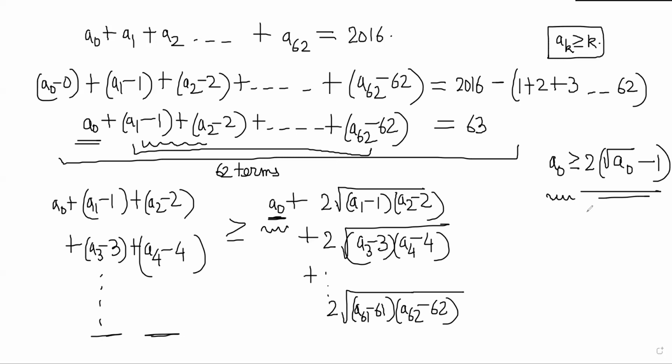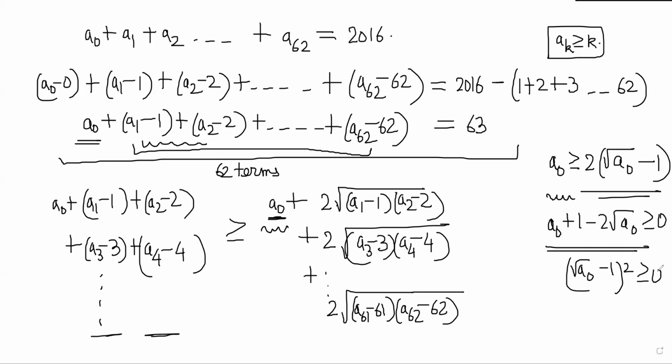So this is clearly true because A0 plus 1 minus 2 root A0 is greater than or equal to 0, right? Because this is root A0 minus 1 whole square. Can you see this? But sir, a plus 2 will come if the LHS has 2 multiplied. Yes, I wrote that wrong, it is like this, there is no bracket.